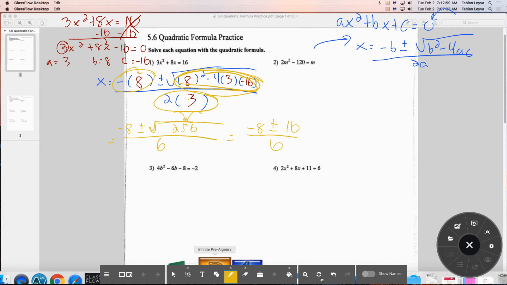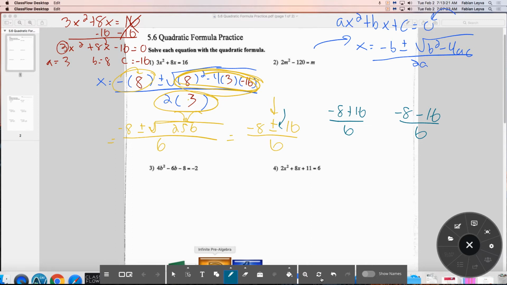Now remember that this is a plus or minus. There are technically two hidden equations. I'll change colors so you can see a little better. There's a positive and a negative, so let me split this into two different equations. This is negative 8 plus 16 divided by 6, and negative 8 minus 16 divided by 6. Again, all I did there was separate my equations. Now you just got to do math.